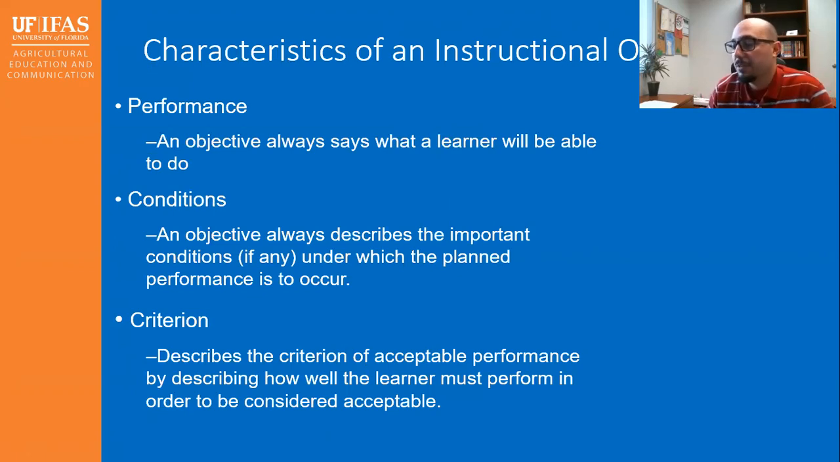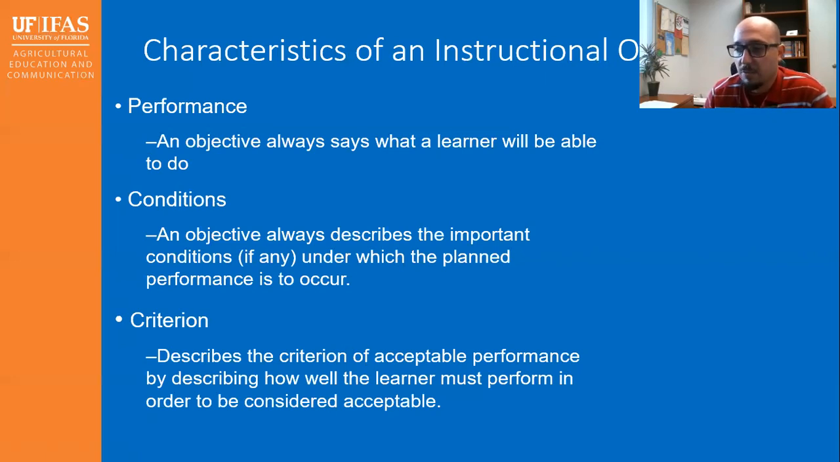So you want to have the performance component, so outlining what it is you expect the learner to be able to do. Condition, so this is an objective. You want to describe the context in which they're trying to do it. So for example, if you want someone to create a depreciation schedule using a computer, you'd want to make sure that you have that included in your objective.